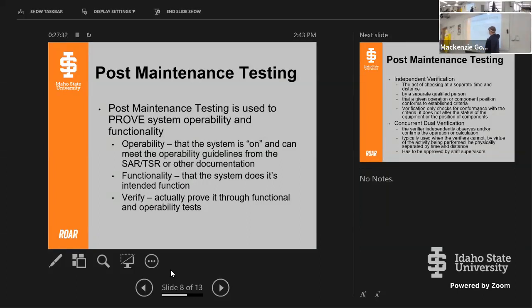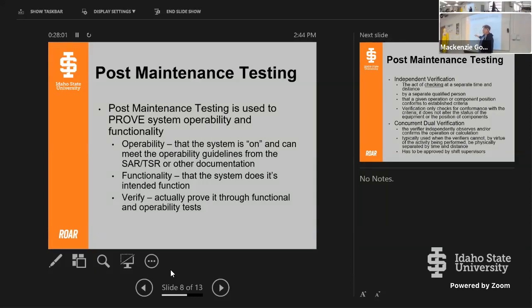Functionality is that the system does its intended function. So that same radiation detector, we know that it's on and in the right spot, and we know that it detects the right type of radiation, but it's functional when it causes an alarm at the level the TSR specifies, okay? It's on, it's there, it works. It works like it's supposed to, okay?